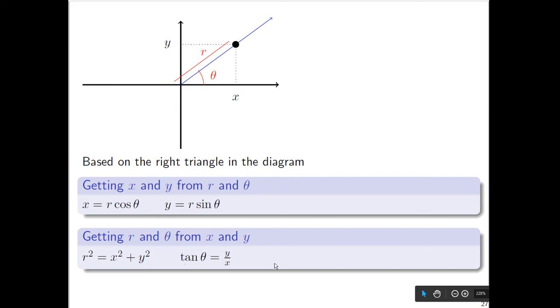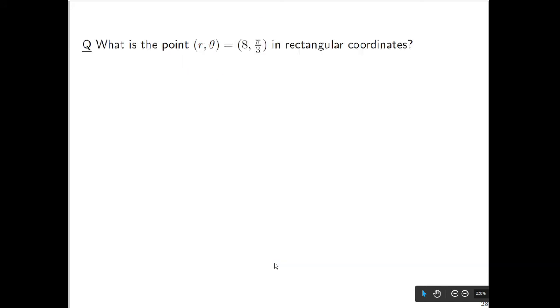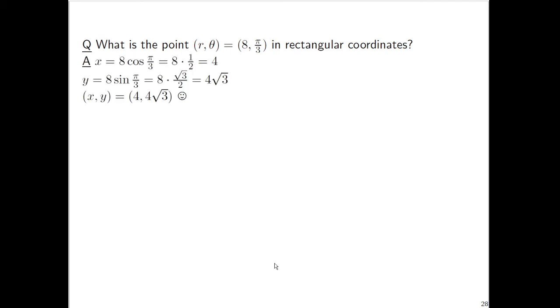And there are multiple sets of solutions that work, and we'll see what we mean by that in just a second. So, for instance, what if you're given in polar coordinates r is 8 and theta is pi over 3? What is this in rectangular coordinates? Well, x is 8 times cosine of pi over 3, which ends up being 4. y is 8 times sine of pi over 3, which ends up being 4 root 3.